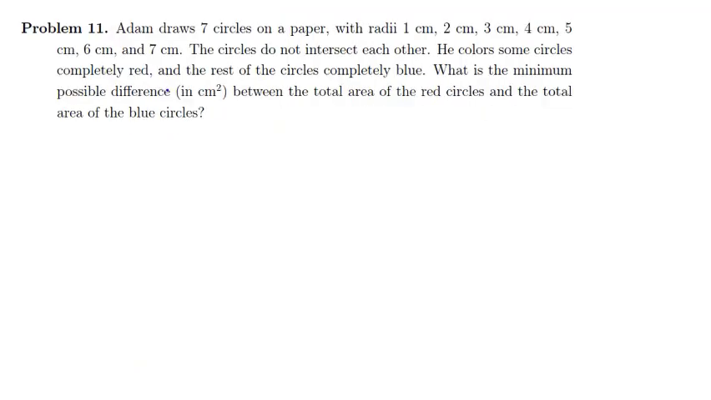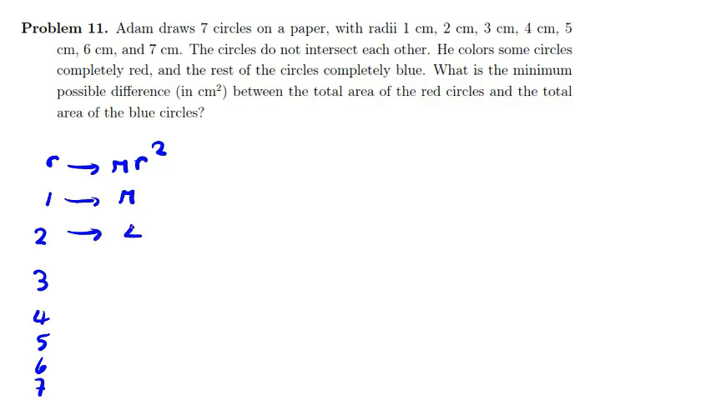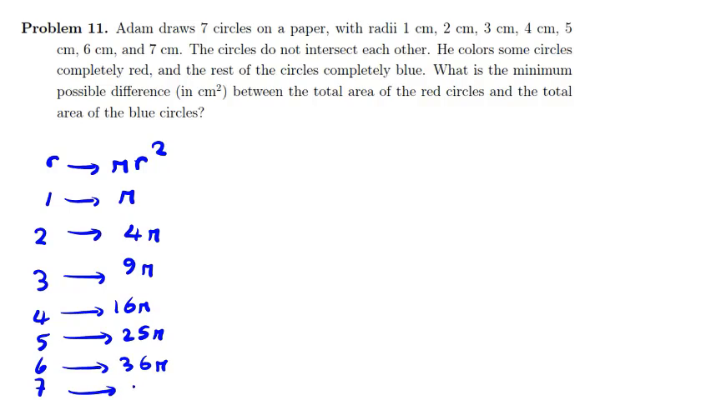Okay, the area will be pi r squared. So r is 1, 2, 3, 4, 5, 6, 7. The first one is pi, the second one is 4 pi, this one 9 pi, this one 16 pi, this one 25 pi, this one 36 pi, and this one 49 pi. So we want to select some of them to color red, some blue. Their difference should be minimum.